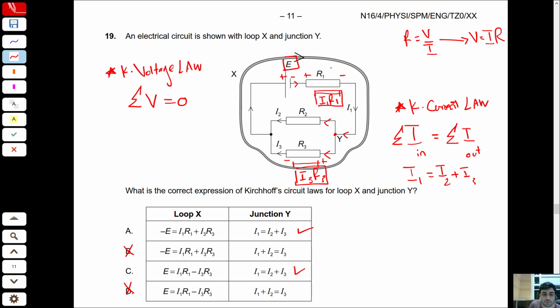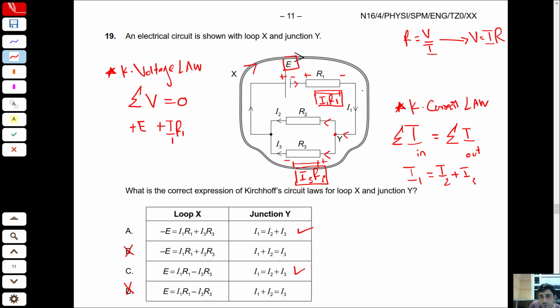Okay, so let's start adding them together. If you follow this loop, you can see this loop already has a direction. It's clockwise, the arrow of this loop. So let's pick one component. Where do you want to start? Do you want to start from this E or R1 or R3? Doesn't matter. Let's just start from E. So the arrow of the loop touches the positive terminal of E component. So it has to be plus E, right? Plus. Now the arrow of the loop touches the positive terminal of R1 first. So it has to be positive I1 R1.